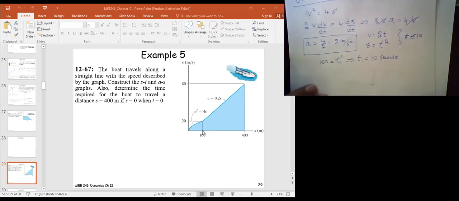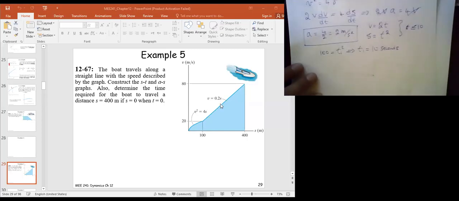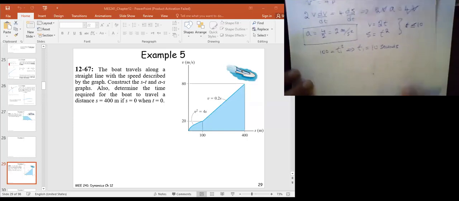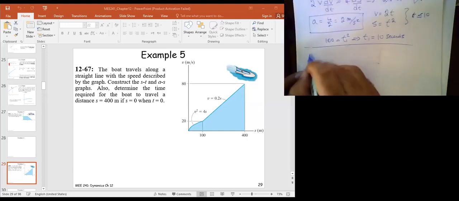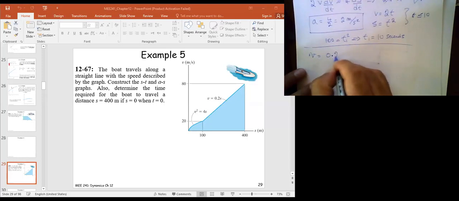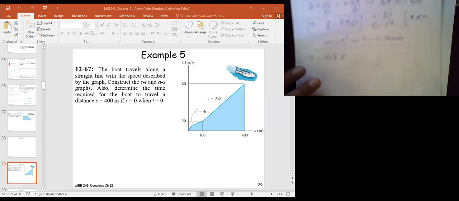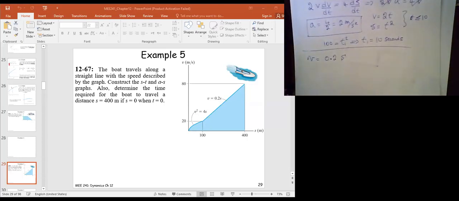Okay? So let's find what is the velocity for t greater than 10. How can I find the acceleration, velocity, and position for t greater than 10? Well, I know v will be equal to how much? Zero.